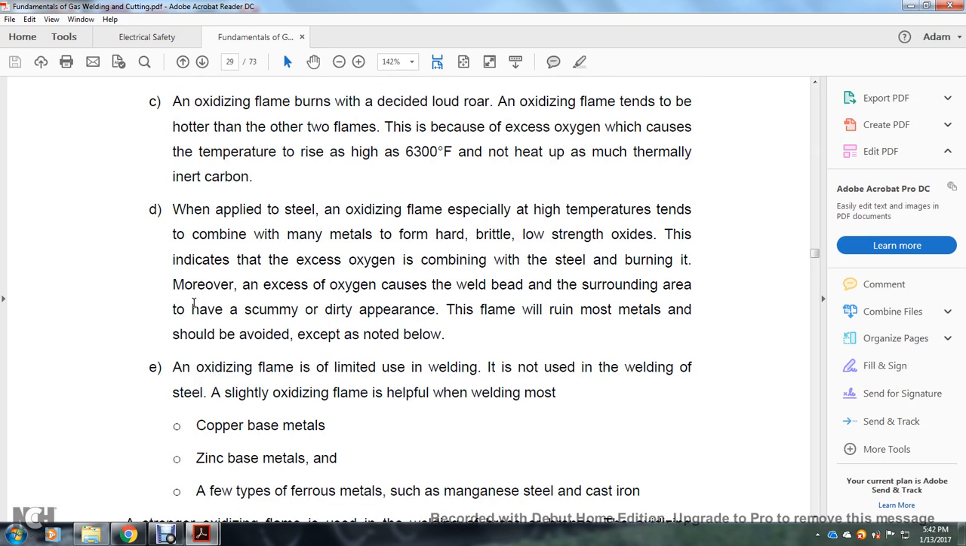When applied to steel, an oxidizing flame, especially at high temperatures, tends to combine with many metals to form hard, brittle, low-strength oxides. This indicates the excess oxygen combined with the steel and burned it. Moreover, the excessive oxygen causes the weld beads and the surrounding area to have a scummy, dirty appearance. This flame will ruin materials and should be avoided, with the exceptions noted.